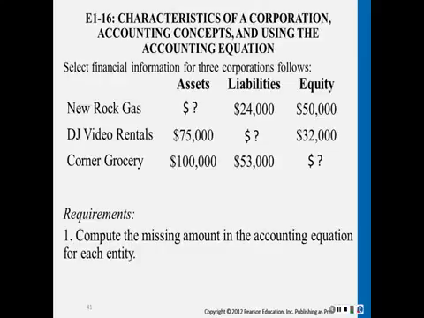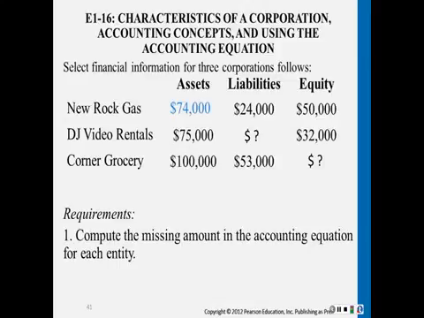This exercise determines the missing amount in the accounting equation for three corporations. New Rock Gas, we're looking for assets. It has liabilities of $24,000 and equity of $50,000. The total assets would be $74,000. If you plug in the equation, both sides must always equal. That's what an equation means. So we have $74,000 equals $24,000 plus $50,000. So we've got $74,000 on both sides of the equation.